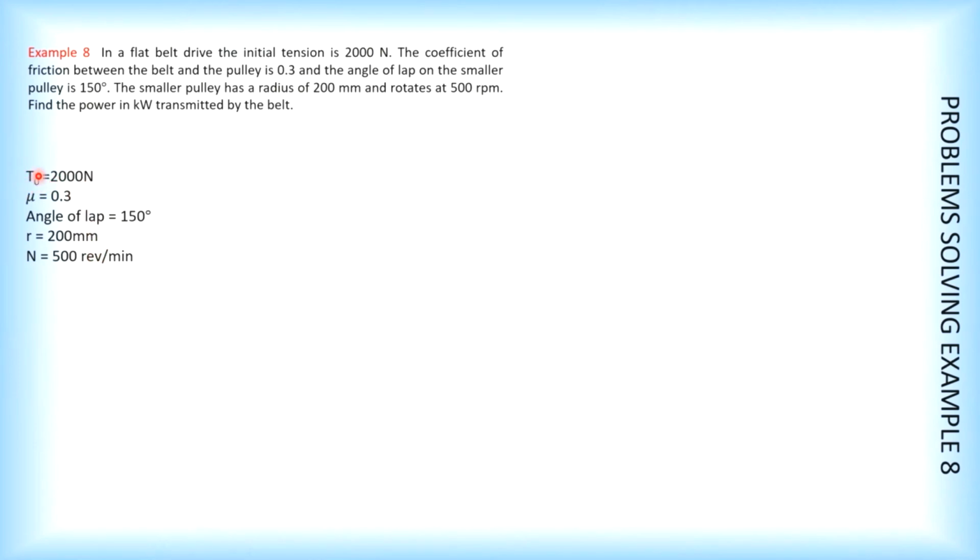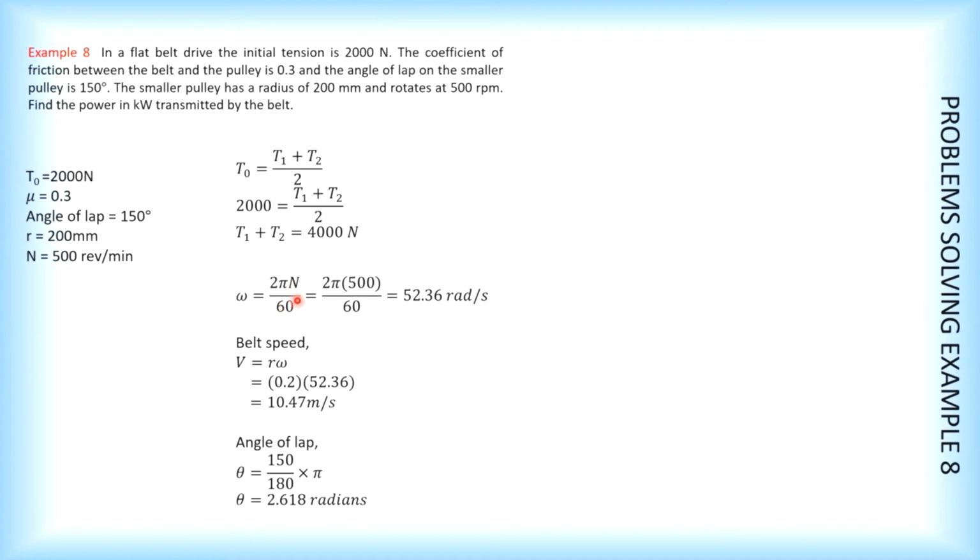These are the given data. This is the initial tension, denoted as T0. Tight is T1, slack is T2, and T0 refers to the initial tension, 2000. Based on the definition of initial tension, it is equal to this: the sum of the tension of the tight and the slack sides. So you have this.